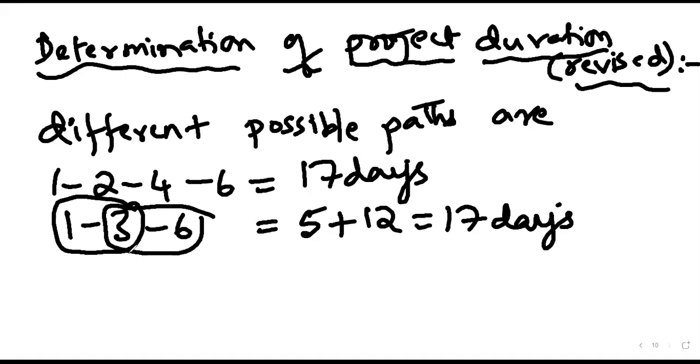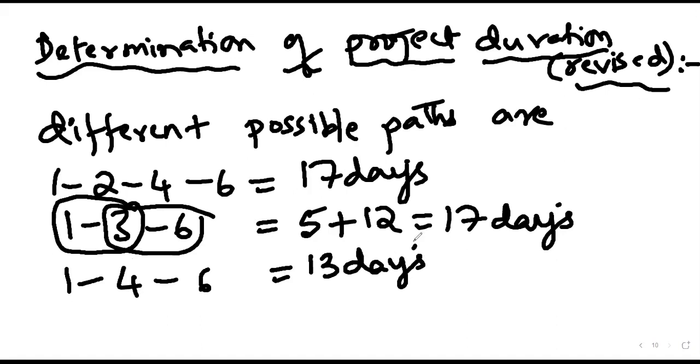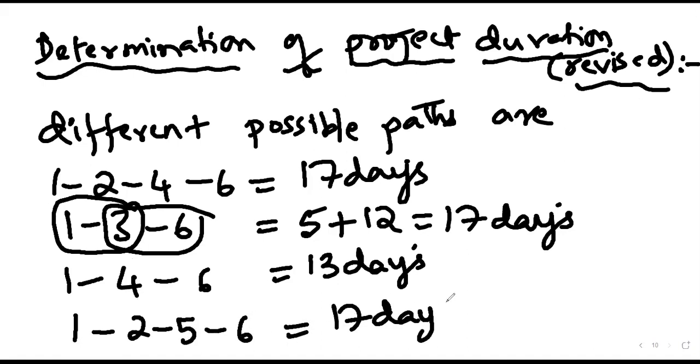Next. What is the next path? 1-4-6. How much? 13 days. 1-2-5-6. 17 days. So this is the answer.